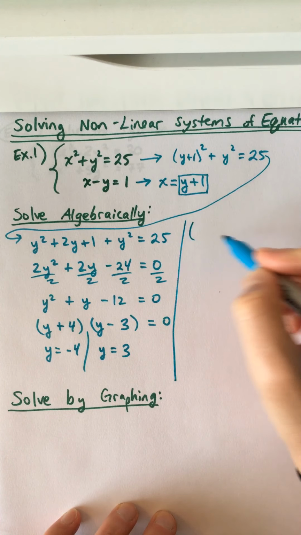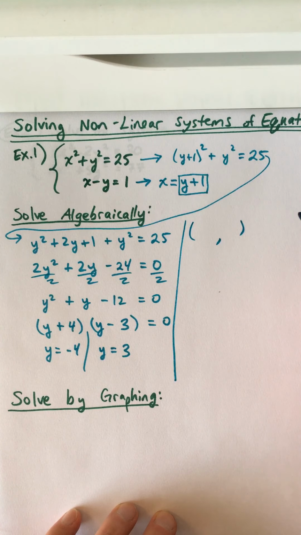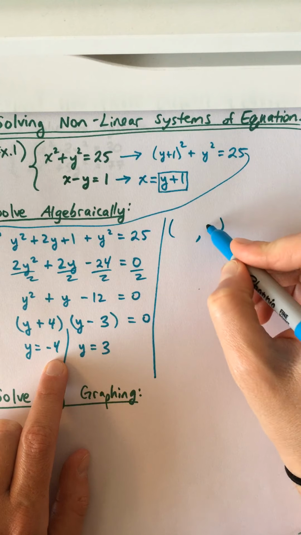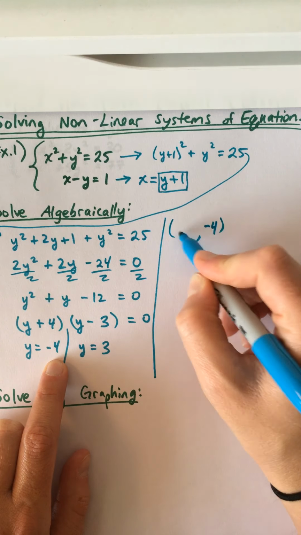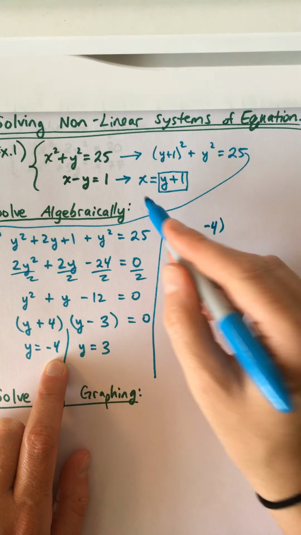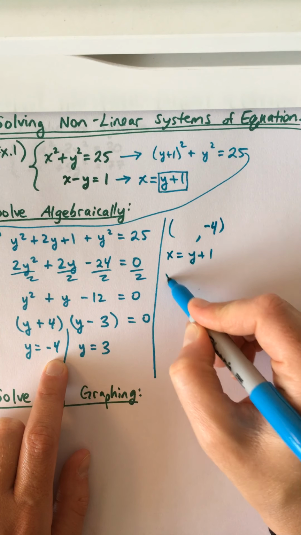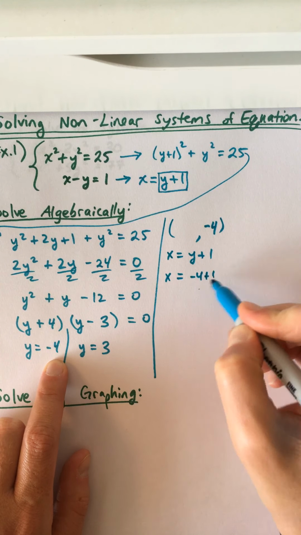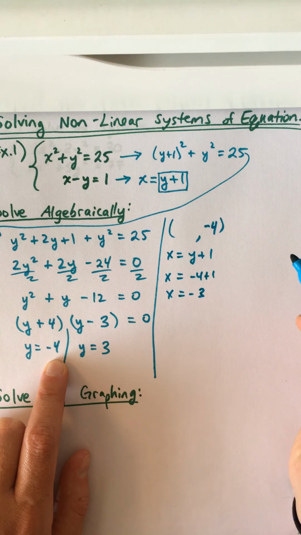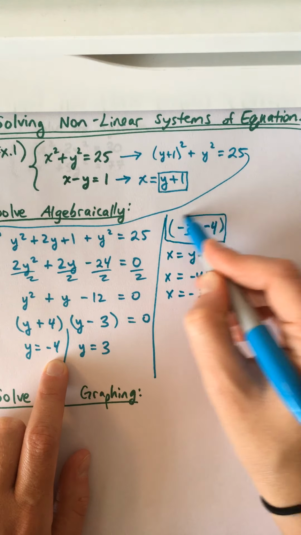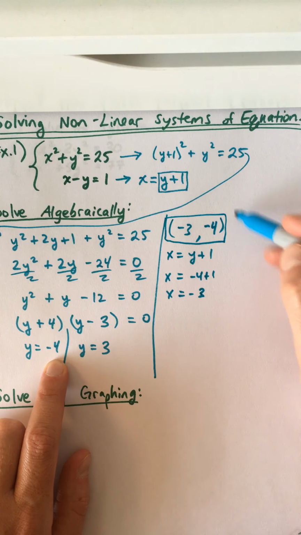So I'm going to think about my solutions being coordinate pairs. If the y value is negative 4, now I need to find the x value. Well, I'm going to use this equation right here, this x equals y plus 1. X equals negative 4 plus 1, x would be negative 3. So negative 3, negative 4 is one of our solutions.